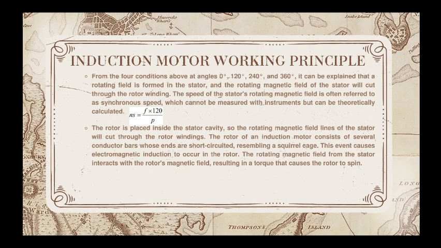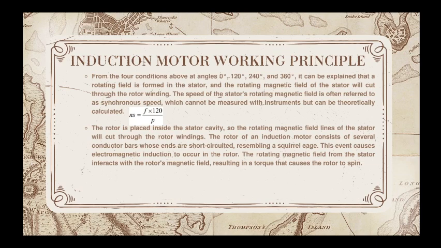that a rotating field is formed in the stator, and the rotating magnetic field of the stator will cut through the rotor winding. The speed of the stator rotating magnetic field is often referred to as synchronous speed, which cannot be measured with an instrument, but can be theoretically calculated with this formula. Ns equals F times 120 divided by P.